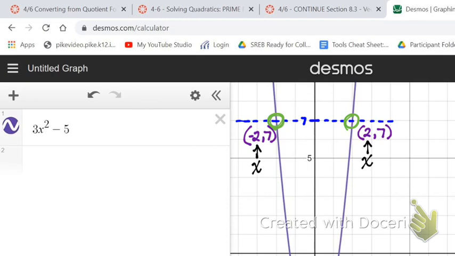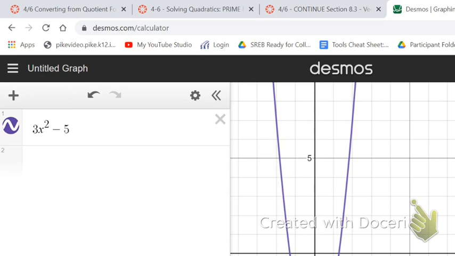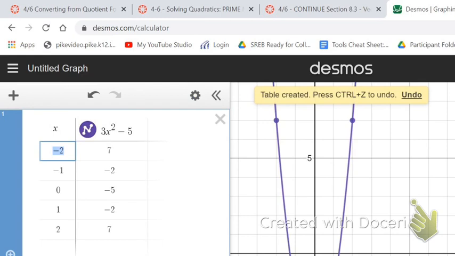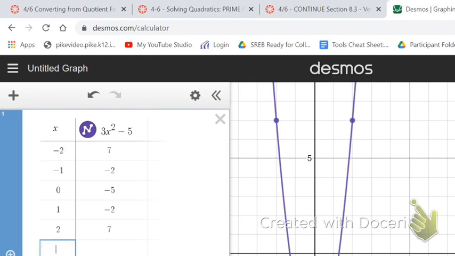Or I can use a table. I can click on the gear wheel. I can open up the table. What do you notice on the table? Yeah. Negative 2 has an output of 7. Positive 2 has an output of 7. I got lucky because positive 2 and negative 2 were on here, but if they weren't, I could click on an open spot and I can type in x values and continue to just guess and check with my table.